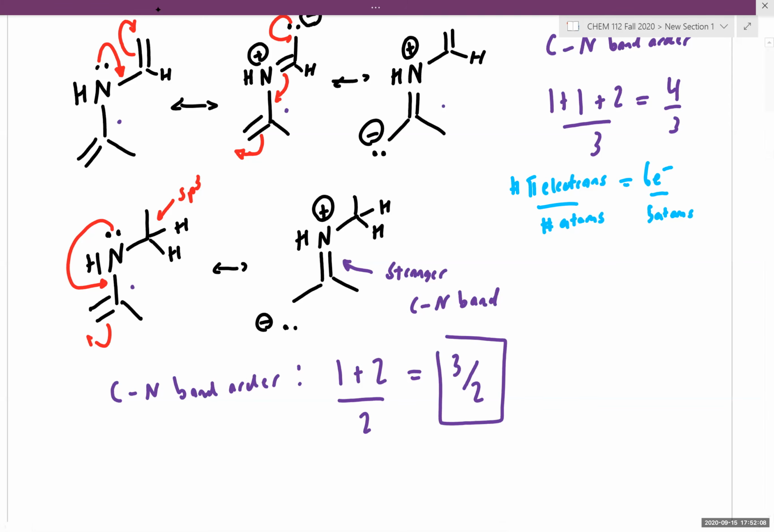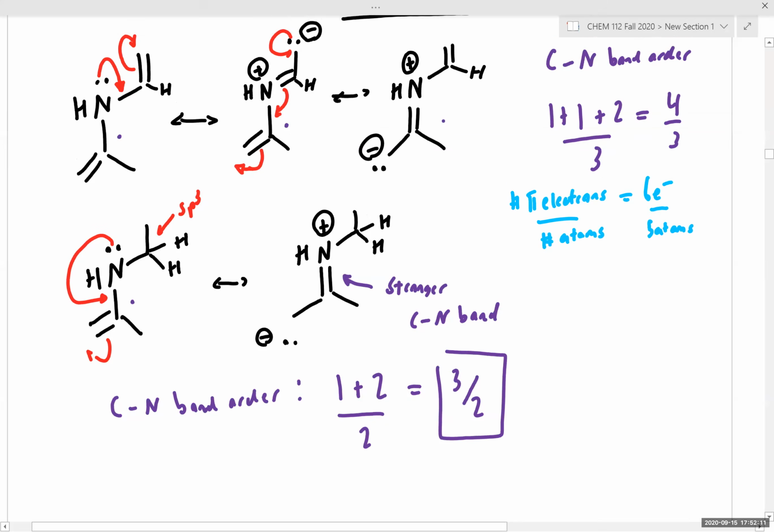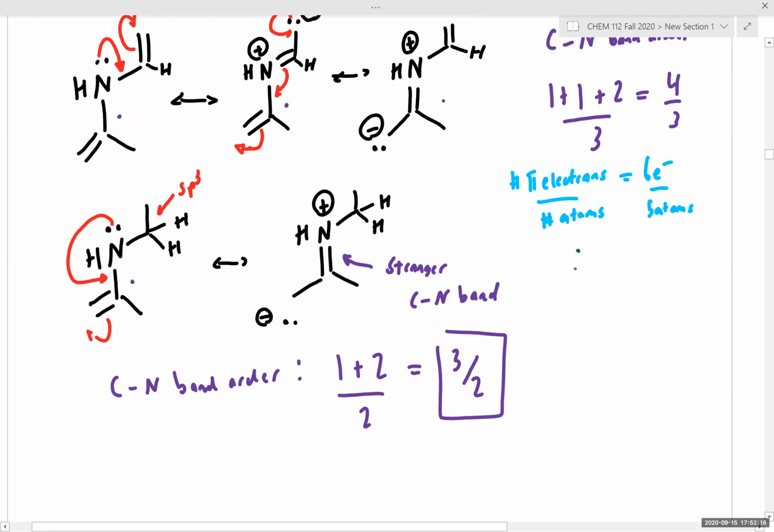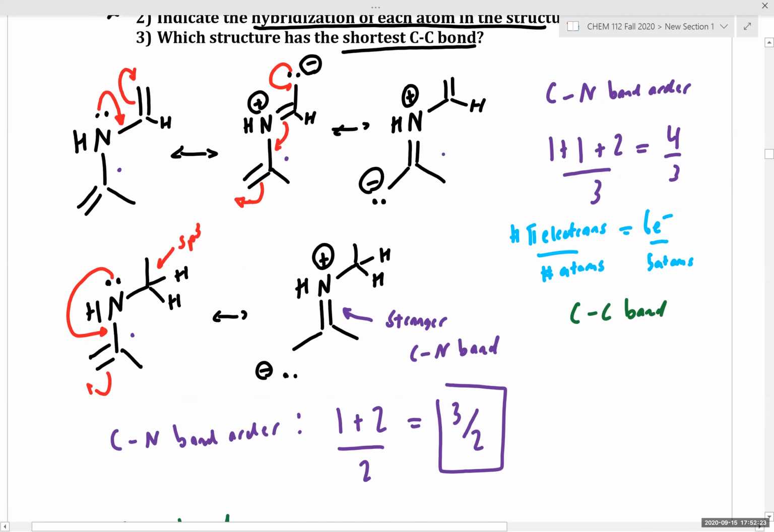Then what we're going to do is look at the carbon-carbon bond strength. I'd like you to take a moment and try to calculate the carbon-carbon bond order in each of our structures. And then from this information, I'd like you to estimate which of these structures has the strongest carbon-carbon bond.